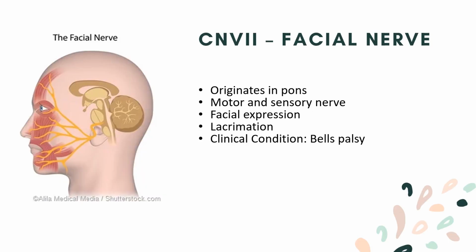Cranial nerve 7, the facial nerve, plays a pivotal role in controlling many facial muscles. It's often described as nervus facialis in Latin. The facial nerve originates in the pons, a part of the brainstem, and extends into the facial muscles, making it a mixed nerve with both motor and sensory functions.